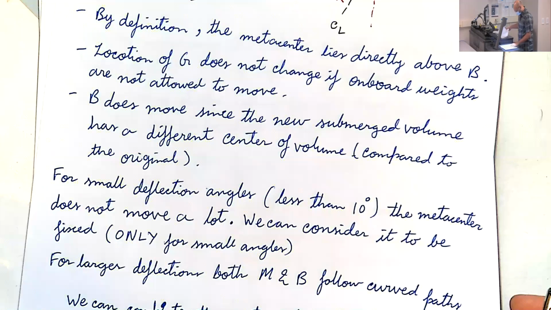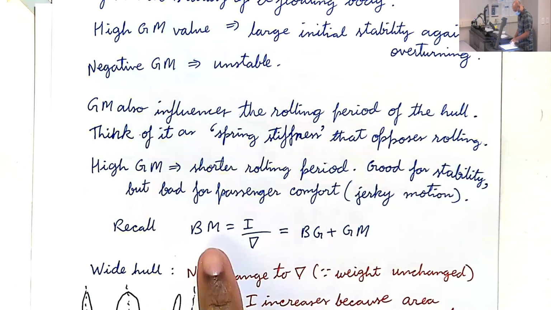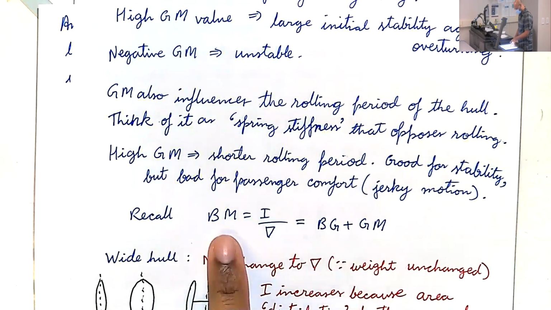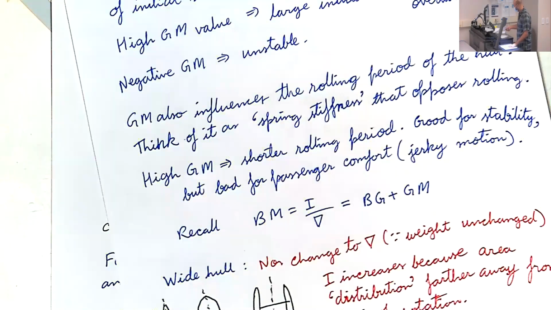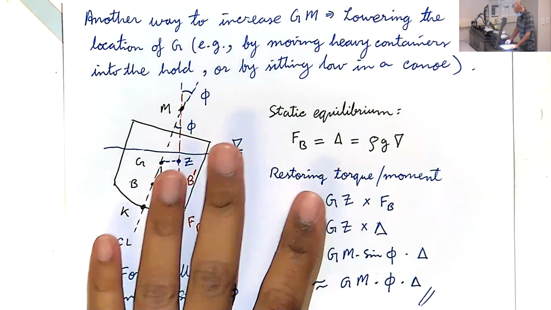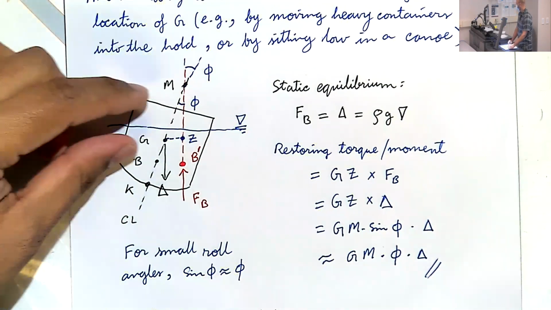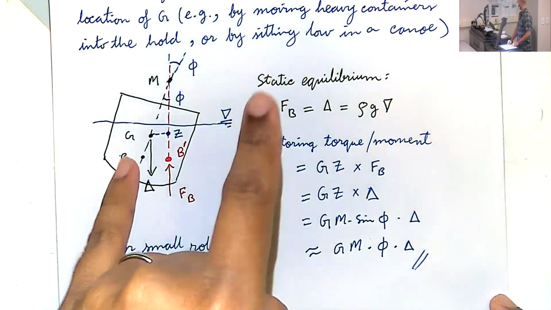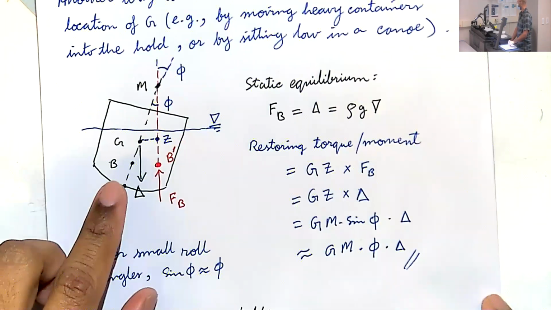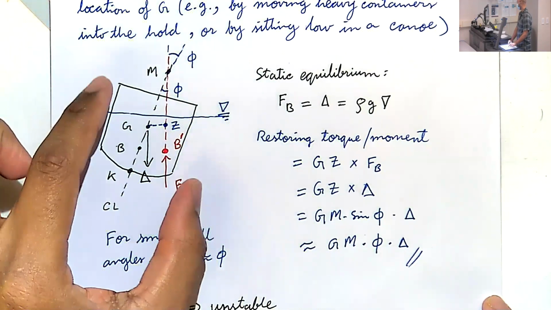All right. Okay, so last time we had talked about this guy, Bm equal I over nabla, and Bm helps us determine the stability of our hull. And then we said, okay, let's look at using that Bm, we can compute Gm. Gm basically gives us what's the restoring torque. If Gm is positive, our hull is stable.